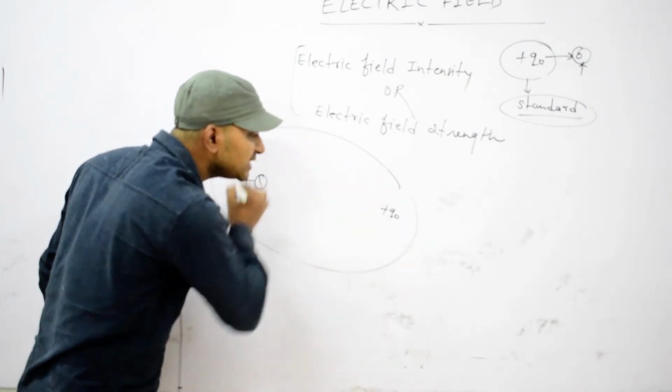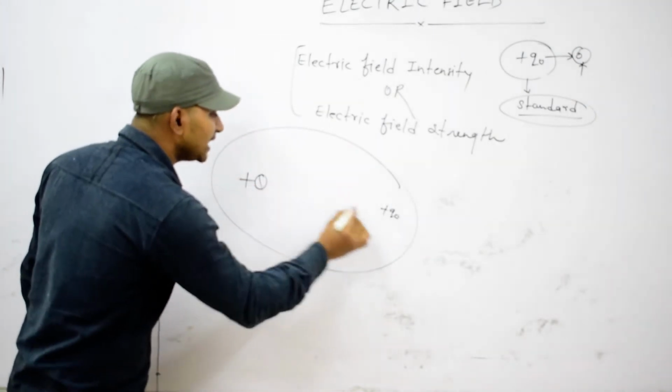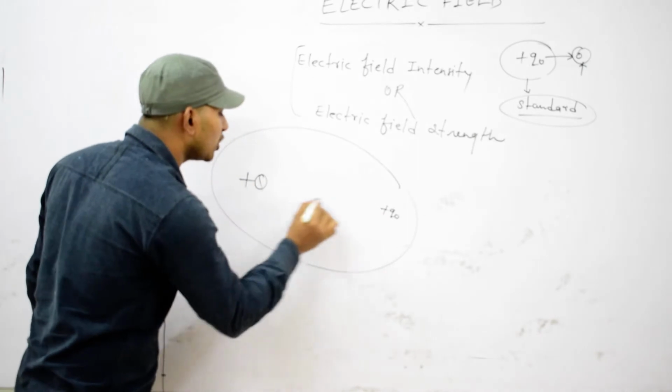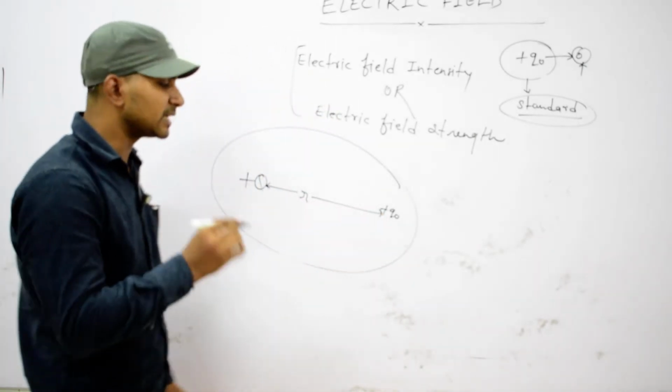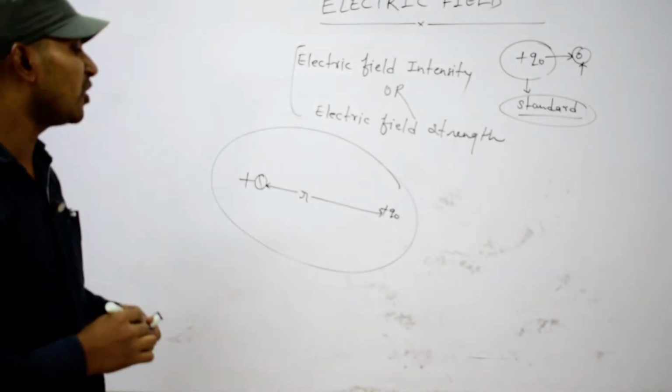Okay, so just see here, let's suppose this particular test charge, plus Q naught, is placed inside the field. Now let's suppose this plus Q naught charge is at a distance r, a small r distance inside the field.